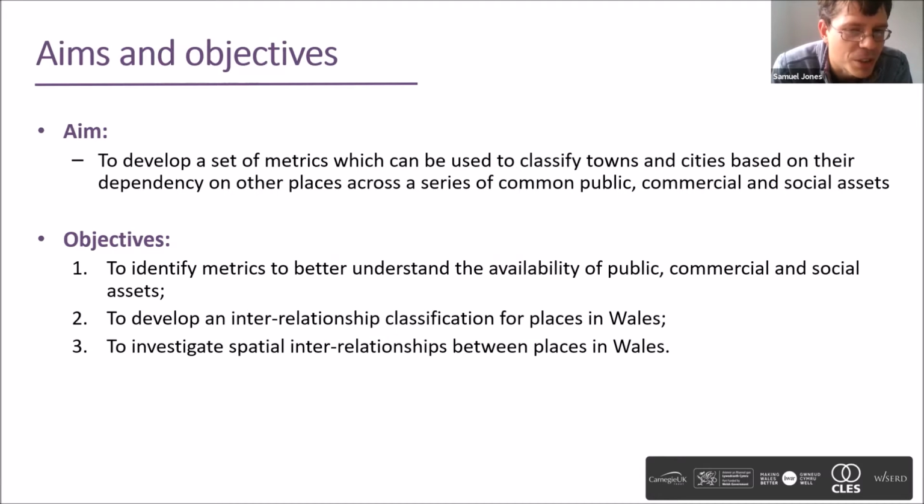So in trying to achieve this and trying to come up with these metrics to produce this classification, we had the following objectives. So we had to identify metrics that would be used to better understand the availability of these assets. We then had to develop a classification for places in Wales using these metrics to classify places based on their relationship with other places, so the number of these assets in each place, basically. And then this became our interrelationship classification, which tries to describe how dependent one place is on another.